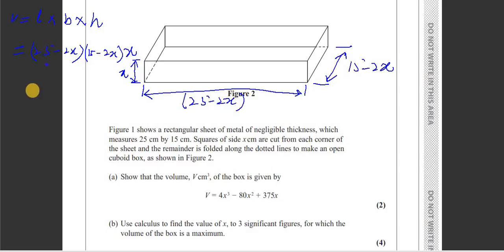Finally, you will have V is equal to 4x cubed minus 80x squared plus 375x. So clearly there's no need to worry, but you should be good at multiplications. I hope you will get the result.